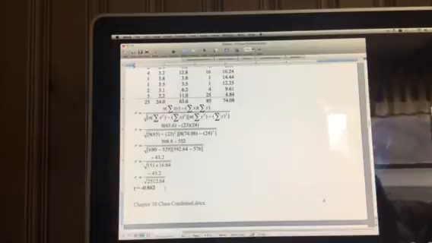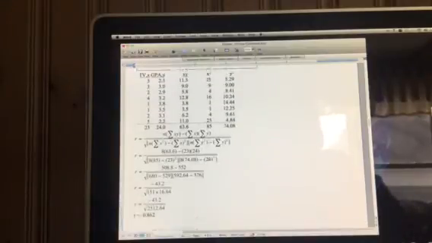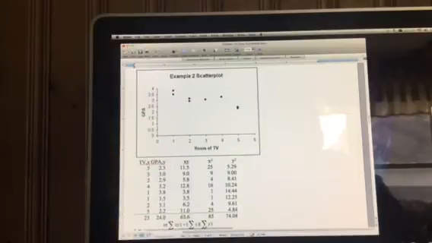All right, so in this case we ended up with a negative correlation. In example 1 we had seen a positive correlation and our graph went up from left to right. Here we have a negative correlation and our graph goes down from left to right.